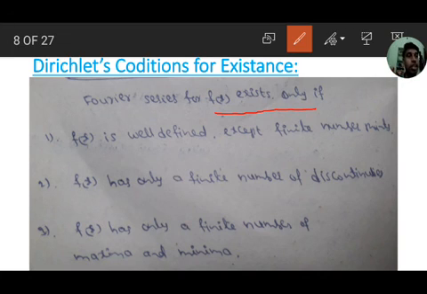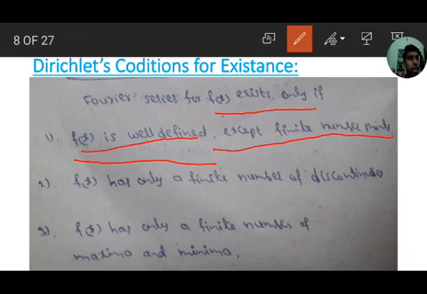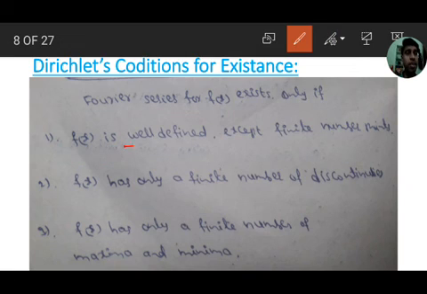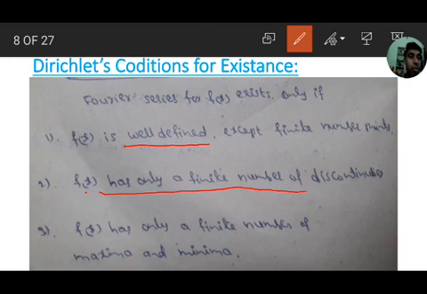The Fourier series for f of x exists only if f of x is well defined, except at a finite number of points. That means at every point the function must be well defined, except a finite number of points. Second, f of x has only a finite number of discontinuities. And third, f of x has only a finite number of maxima and minima.